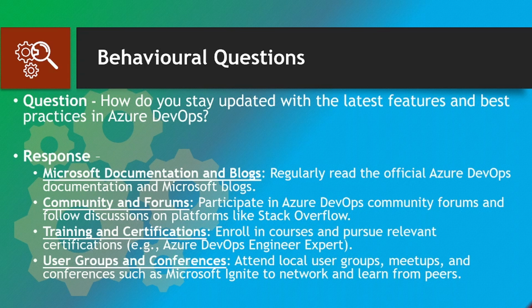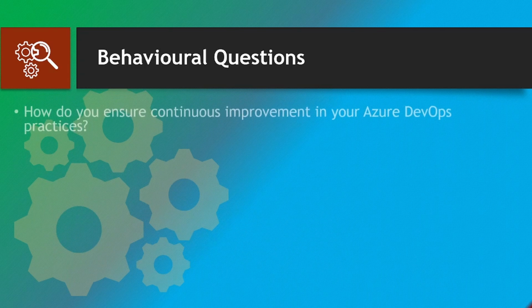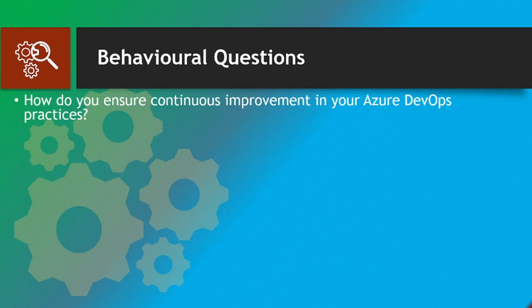Training and certifications. Enroll in courses and pursue relevant certifications, for example Azure DevOps Engineer Expert. User groups and conferences. Attend local user groups, meetups, and conferences such as Microsoft Ignite to network and learn from peers. Then, how do you ensure continuous improvement in your DevOps practices?